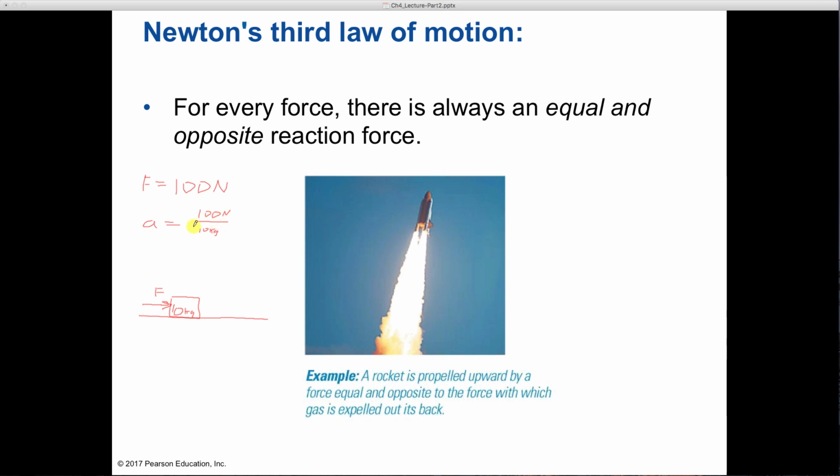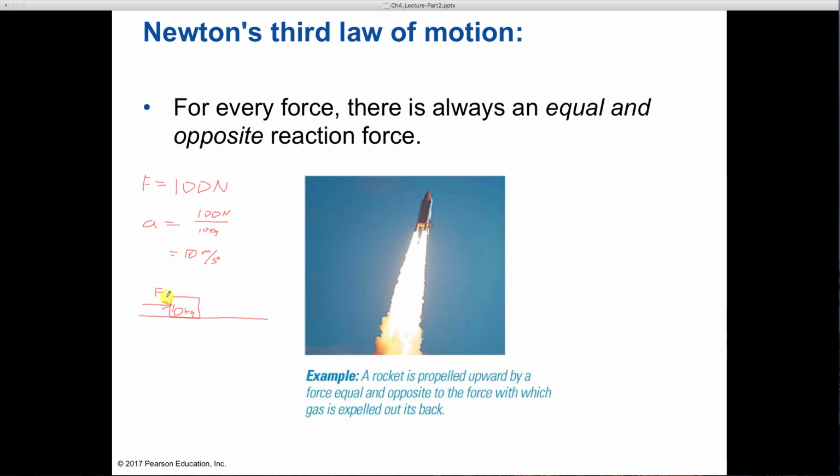And so 100 divided by 10 is 10, so that's going to be 10. And the units would end up being meters per second squared. So that would be our acceleration of that block. And again, that's assuming that this is the only force acting on the block. So that's an application of Newton's second law.